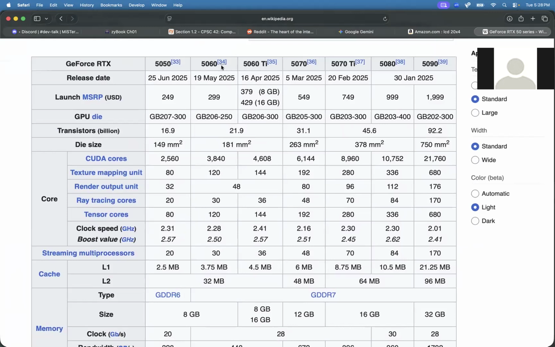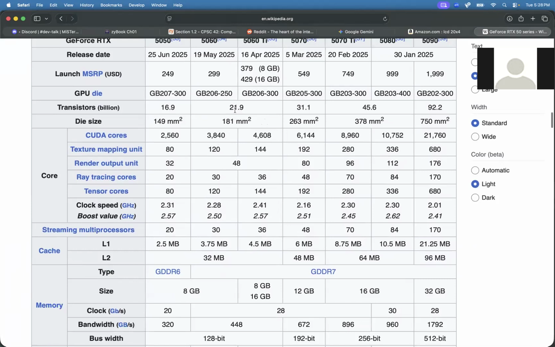And if you go down here, you'll also see it for the 5060 and the 5060 Ti, where they're listed as the same chip.